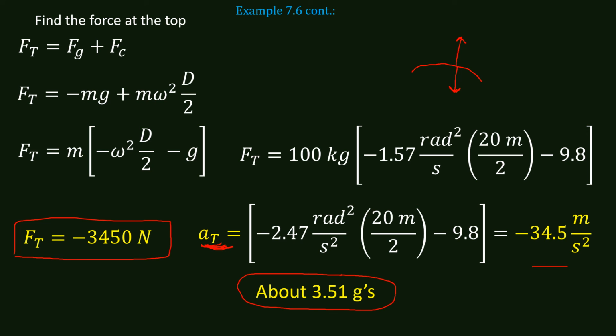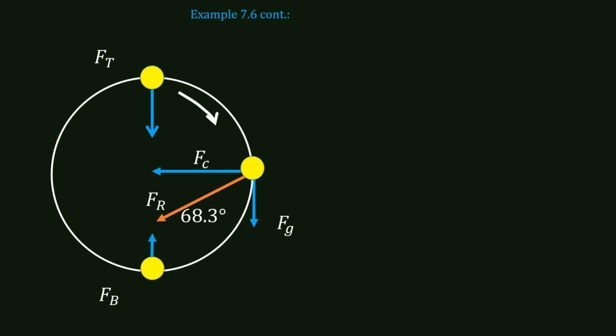Now let's try to figure out this one right here where the rider is at the 3 o'clock position. First of all, we have vectors. We have F_g, that's going to be our y vector down, and F_c is going to be our x vector. And so we can easily find our resultant force vector.